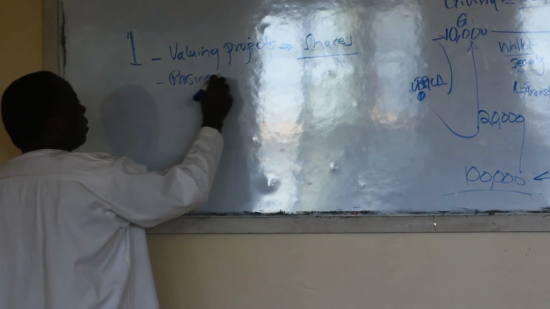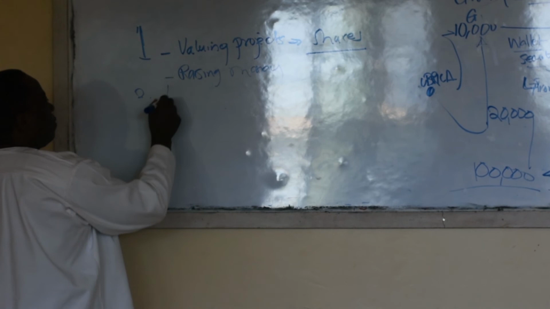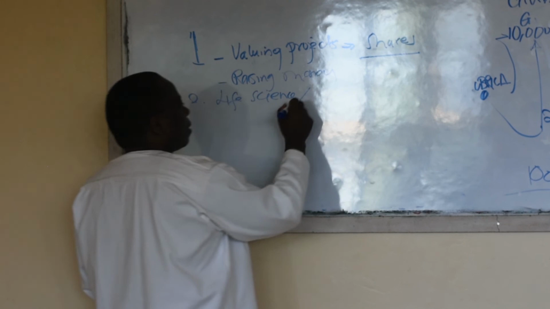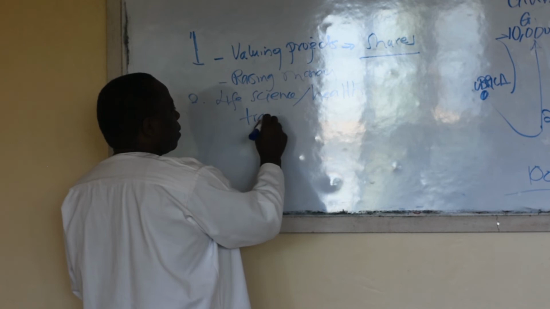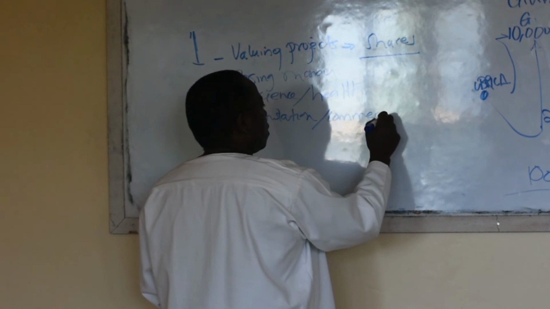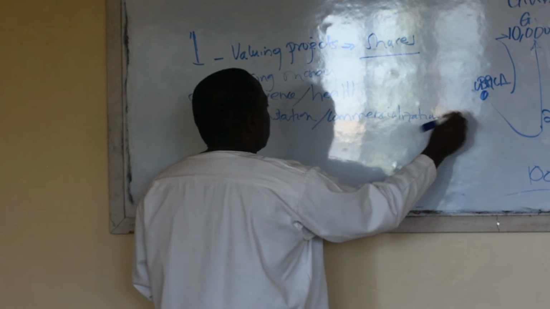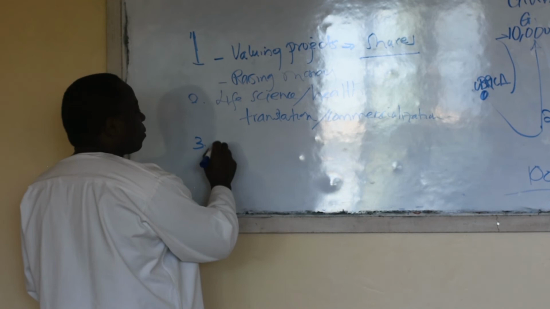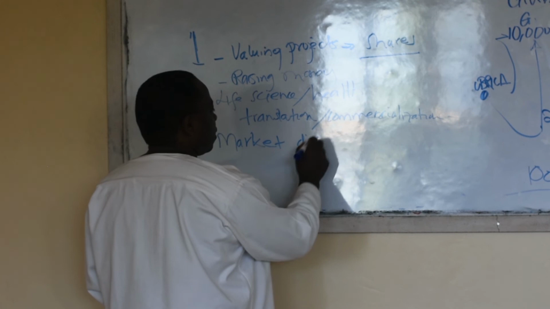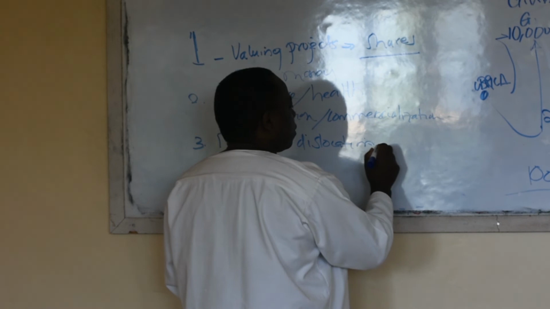Now, to the problem that we want to solve here, which is life science and health, or you'd say translation and commercialization of university knowledge. And three, the problem in the market, which is the market dislocation in Kenya, and how we try to redress it by building Soko Janja to solve it.